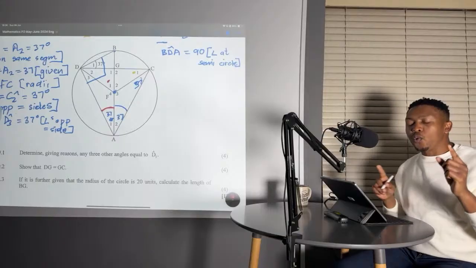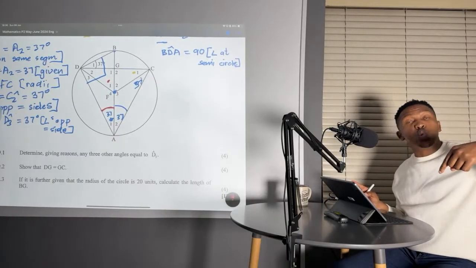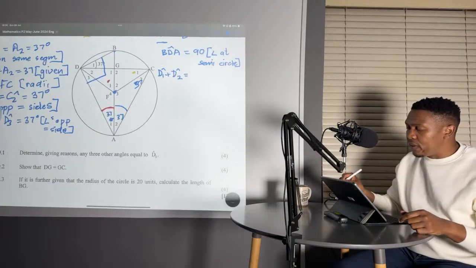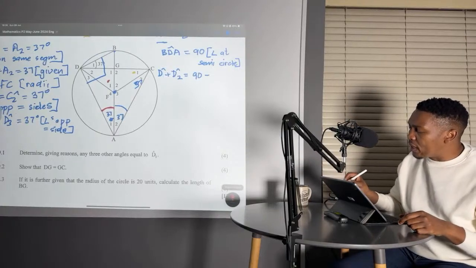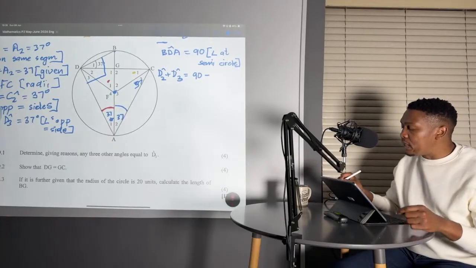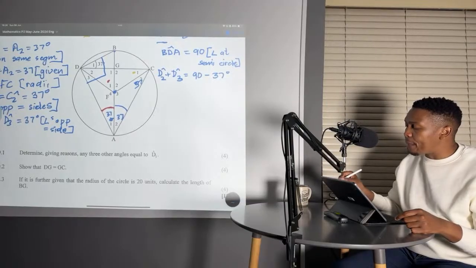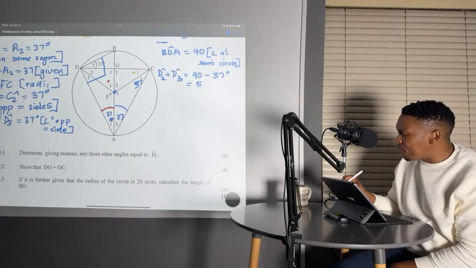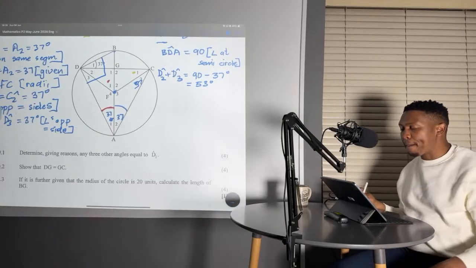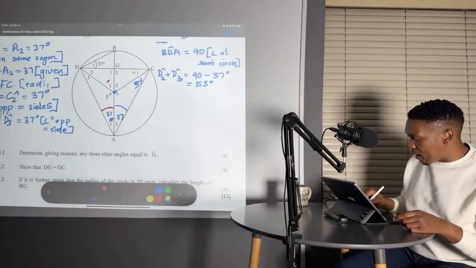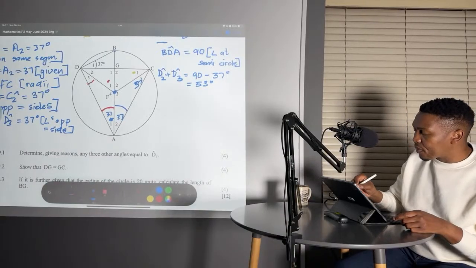So in this case, I want you to know that it is composed of angles D1, D2, and D3. So that means that angle D1 plus D2 would be equal to 90. Angle D2 plus D3, so these two angles over here, are 90 minus 37. So that's 90 minus D1, and in this case 90 minus 37 is going to be 53 degrees. So those two angles give us 53 degrees.